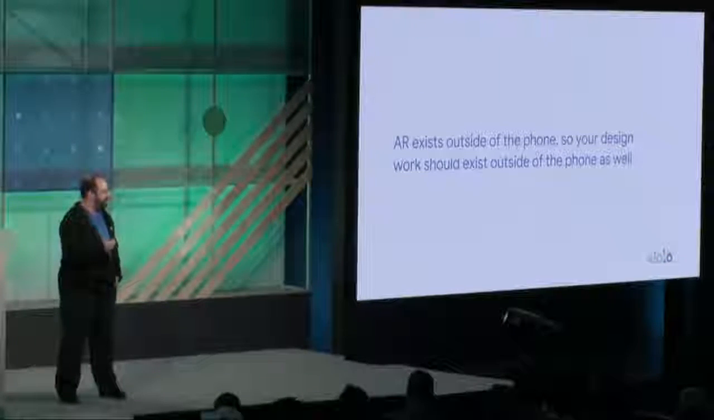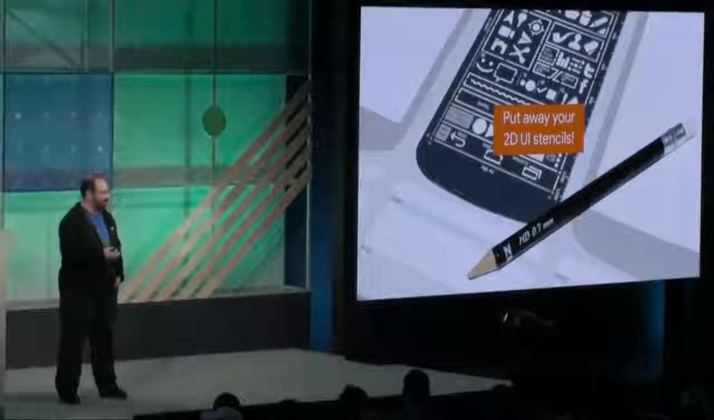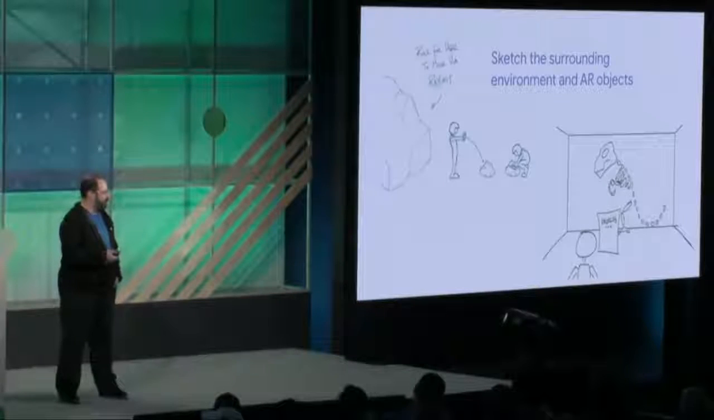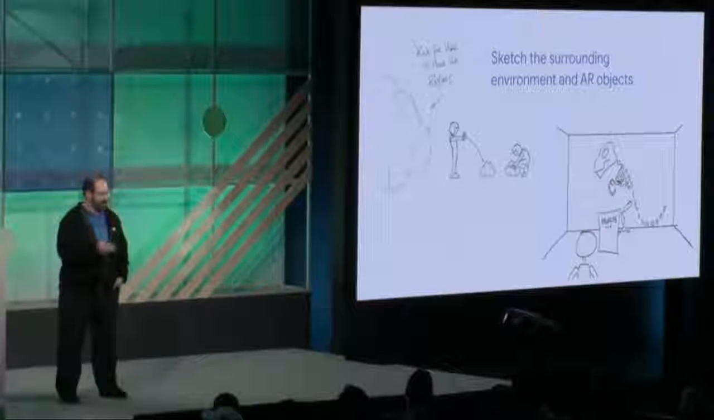So something I found with a lot of people who have done tremendous amounts of mobile design is they tend to be very attached to sort of the phone frame and sort of flows of screens, and they've been doing that for so long that one of the first things you need to do when you're starting to think about AR is to actually put away all of those 2D UI stencils and don't really think about the phone at all. Instead, what you want to do is you want to sketch the actual environment that the user's in. So you should be sketching living rooms and tables and outdoor spaces.